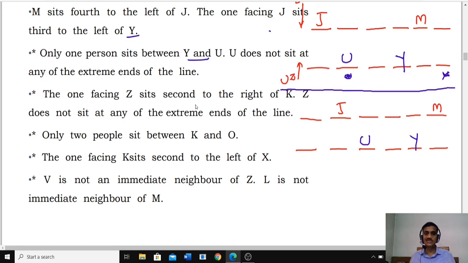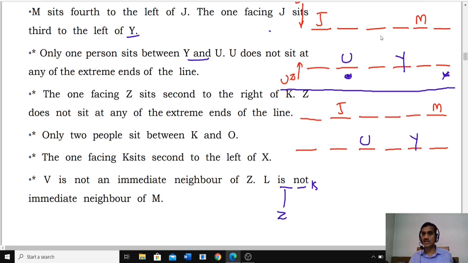And the one facing Z sits second to the right of K. Whoever is facing Z sits second to the right of K. Now Z, if Z is here, K must be here. If Z is here, K must be here. If Z is here, not possible. So Z can be in these two places.